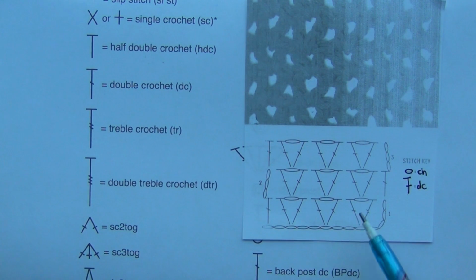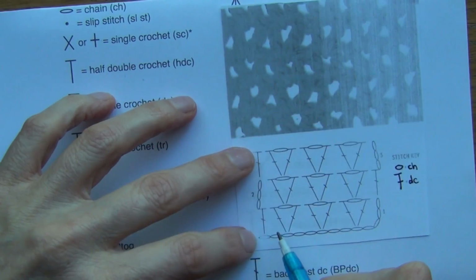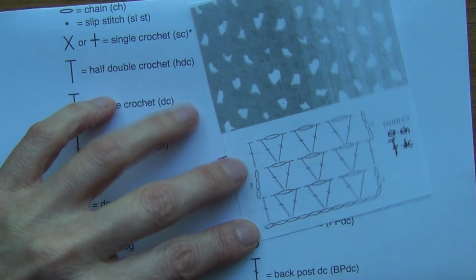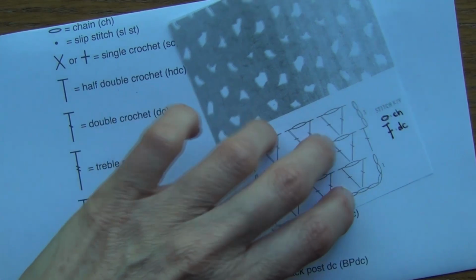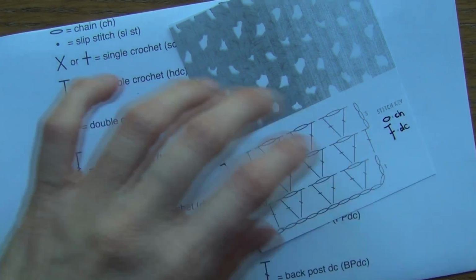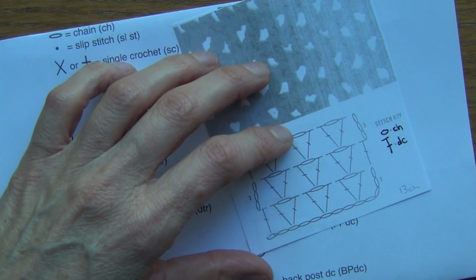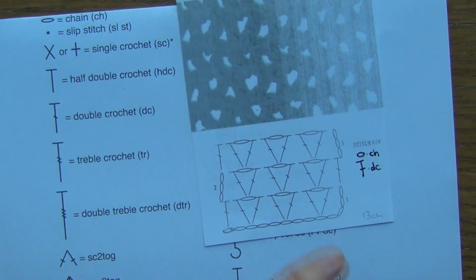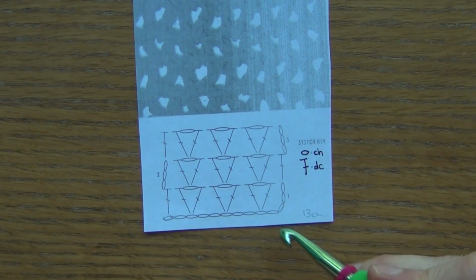Now I'm going to do this with you so that you can see. What you want to do is count the chains that are being used over here. So you would count this lot: 1, 2, 3, 4, 5, 6, 7, 8, 9, 10, 11, 12, 13. So over here I have 13 chains. Now I know I need to chain 13, so you can go ahead and chain 13. I'm going to chain mine. So I have chained 13 chains like it says.